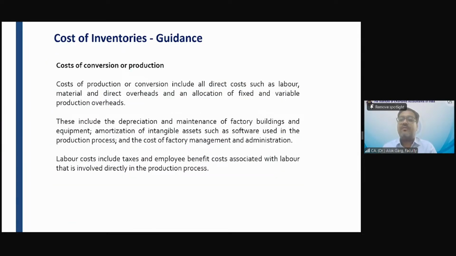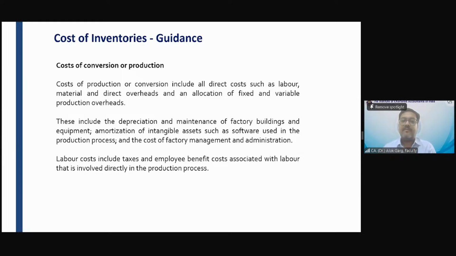Cost of conversion or production. We discussed cost of purchase. Now what is cost of production or conversion? It includes all direct costs such as labor, material, direct overheads, and an allocation of fixed and variable production overhead also. For example, depreciation and maintenance of factory building and equipment, amortization of intangible assets such as software used in the production process, and the cost of factory management and administration. So these are the allocated costs.